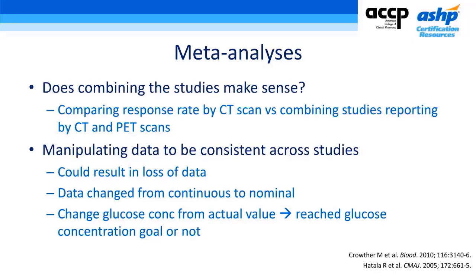So some things to think about when analyzing a meta-analysis: does combining the studies make sense? Was there any manipulation of the data across the studies? And if so, was it consistent? Because if not, you could lose data. Some data could be changed from continuous to nominal, which is okay, but it needs to be consistent throughout all the studies that were included in the meta-analysis.